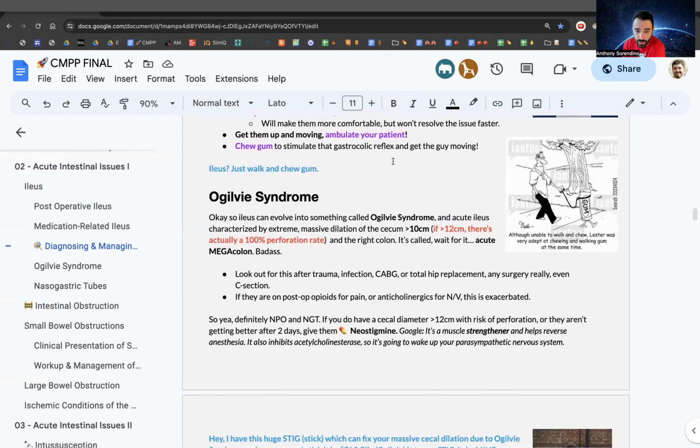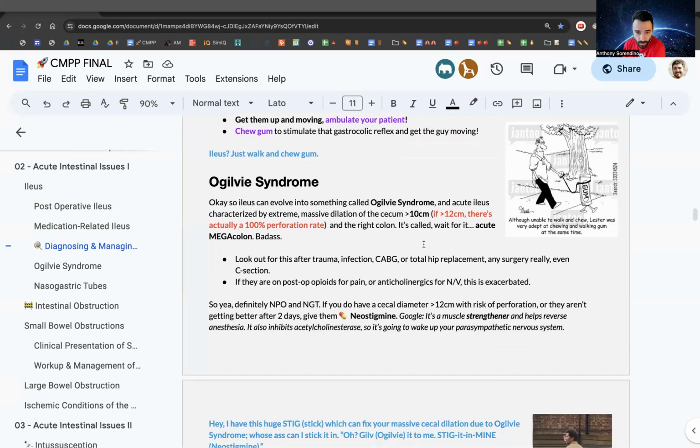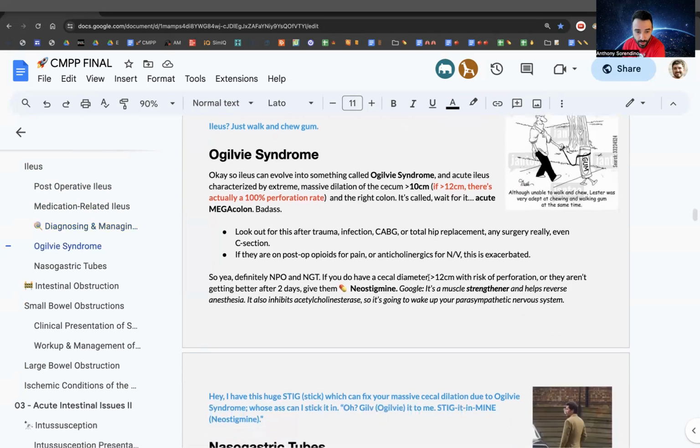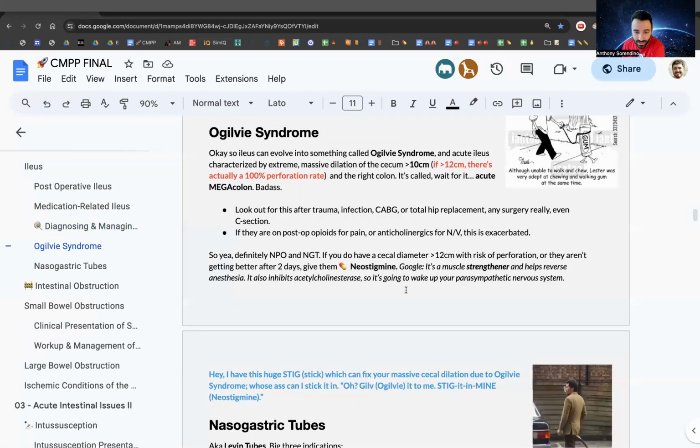The ileus can evolve into something called Ogilvie syndrome. This is acute ileus with a massive dilation of the cecum greater than 10 centimeters. If it's greater than 12, so if you can fit a dozen eggs through the cecum, then it's actually a 100% perforation rate. That's crazy. Okay, and yeah, so it causes acute megacolon. The treatment for this is going to be something called neostigmine.